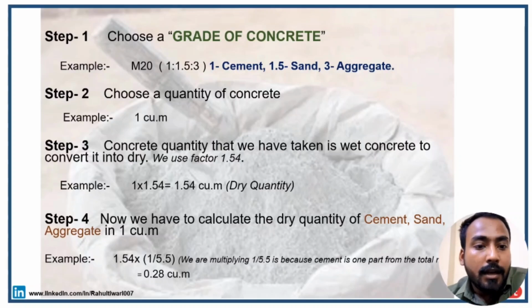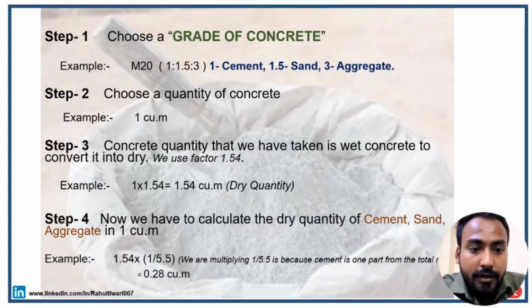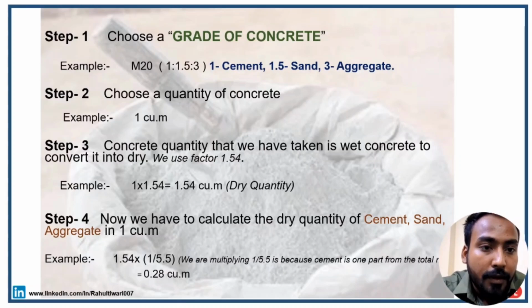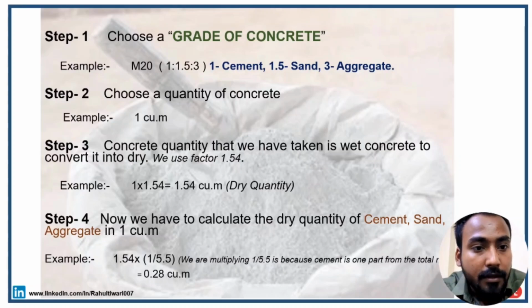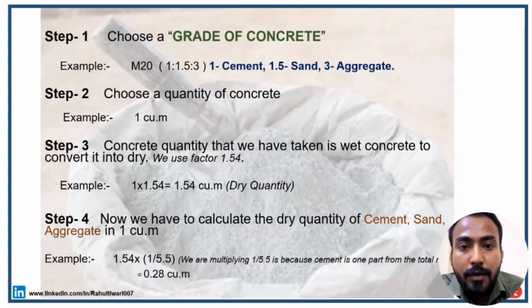And step 4: now we have to calculate the dry quantity of the cement, sand and aggregate. When we calculate the quantity, we use it in dry form. We purchase in dry form, so that is why we have converted into the dry quantity. The example is 1.54 into 1 upon 5.5. We are calculating the cement quantity, so we multiply 1.54 by 1 upon 5.5 from the M20 grade, because the cement is one part of the total. So 0.28 cubic meter comes.